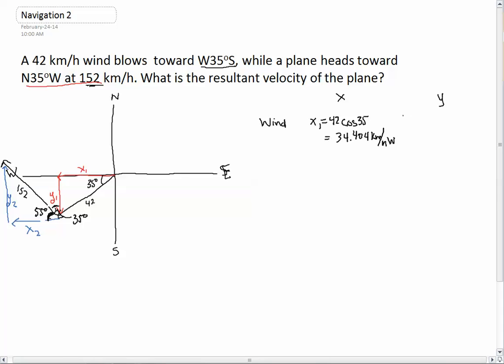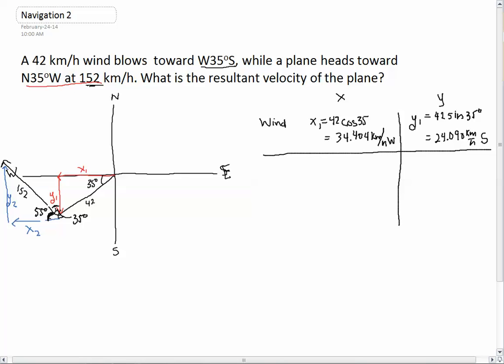And now we want to do our y component for the wind. The y component is calculated the same way, only we recognize now that the y component is opposite the angle, and so instead of the cosine we're going to use the sine. So y1 is equal to 42 sine of 35 degrees, and we calculate that and come up with 24.090 kilometers per hour south.